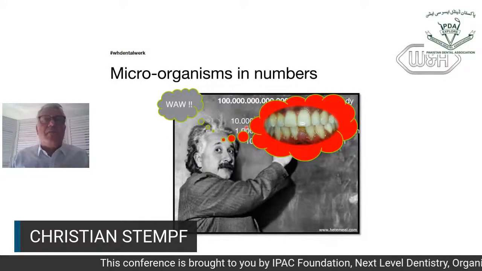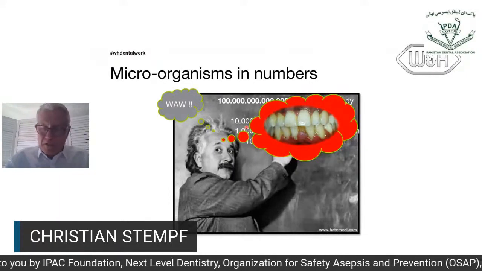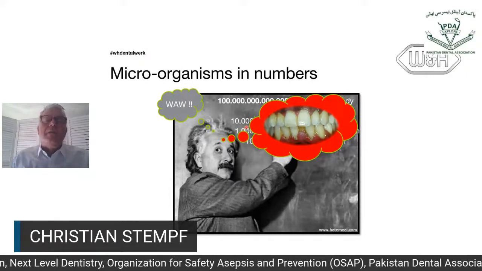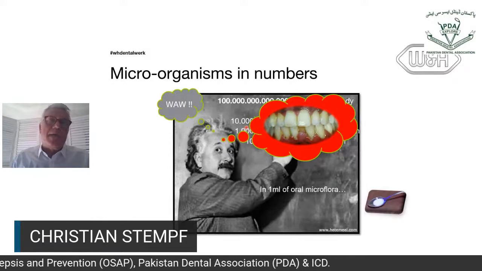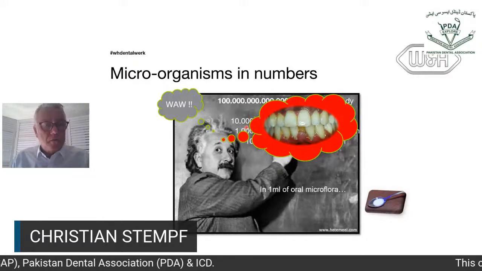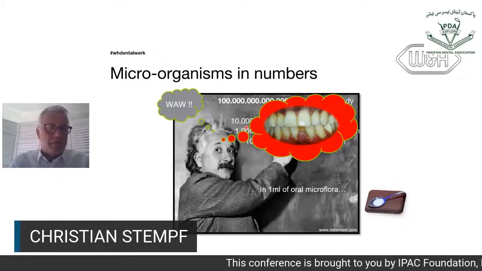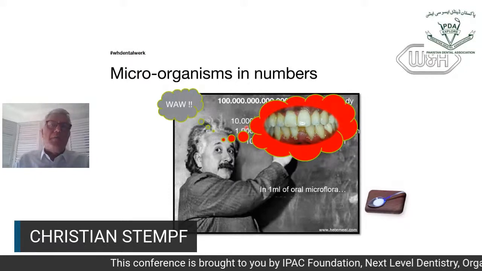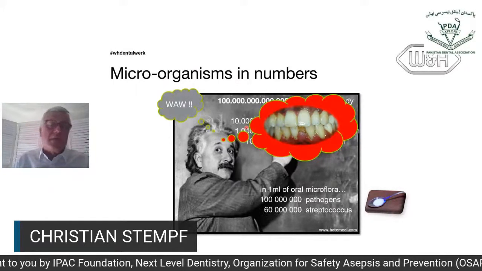And of course, that's a fantastic place for bacteria to grow. You know better than me that plaque is a biofilm which has been built. Important, again, most of them are good to us. They support digestion, they prevent maybe other infections, but some of them are infectious pathogens. 100 million, typically streptococci or staphylococci.